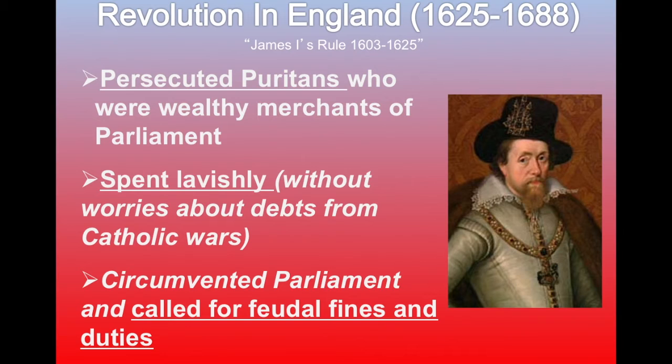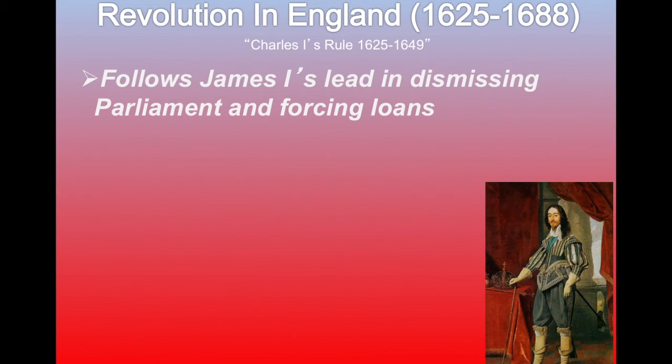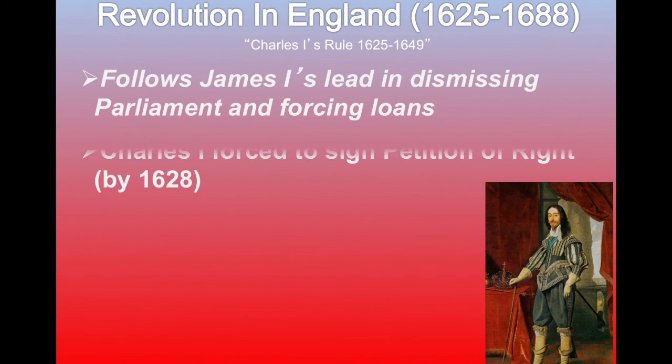He's going to circumvent Parliament, which means to go behind Parliament. And he called for feudal fines and duties. And so he will start to kind of turn the clock back to more old school, Dark Ages feudal fines, and become very, very unpopular with the people due to his absolutism. His son Charles I is going to follow his example.